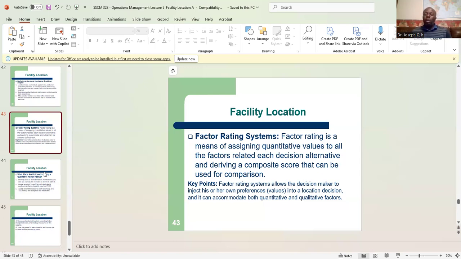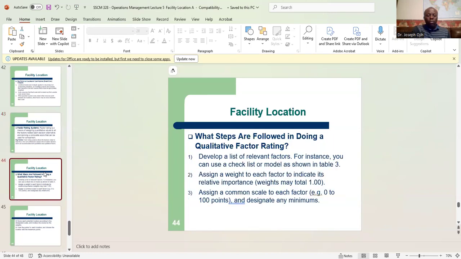Now, what do I mean by that? Those factors that the operation manager considers very important, you assign a higher score. Those that he or she considers less important will have a lower score. Then after that, you calculate the score for each country or region. Then the one that has the highest score is chosen as the best.